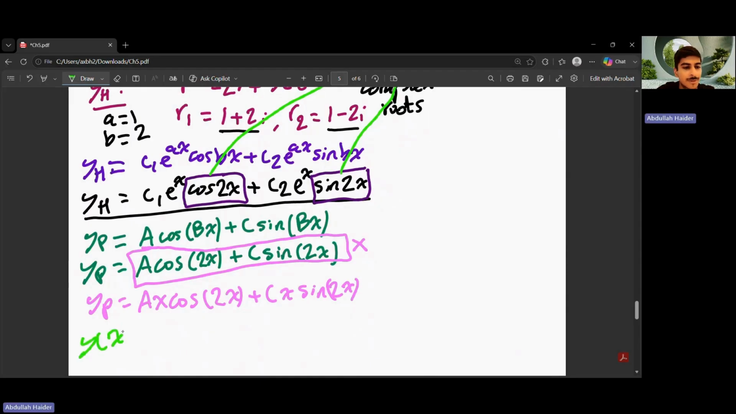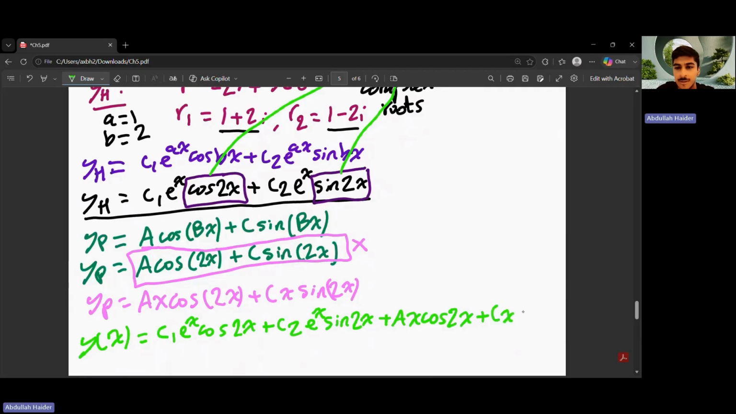So your y of x is going to be c1 e power x cosine 2x plus c2 e power x sine 2x plus what we have here, ax cosine 2x plus cx sine 2x. This is your yh, this is your yp. So that's it for the trigonometric.